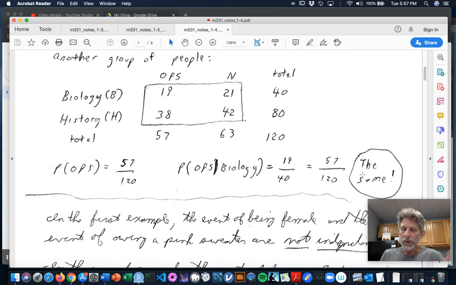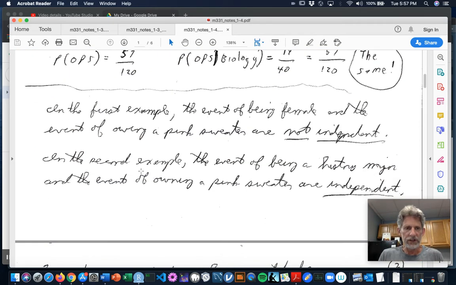Knowing that a person was a biology major did not affect your estimate of the chances that they would own a pink sweater. And actually, the probability of their owning a pink sweater if they're a history major turns out to be the same thing. The 38 over 80 computes to the same thing that the 57 over 120 computes to. So it's like the major doesn't seem to make any difference to whether or not you own a pink sweater, not for this group of people.